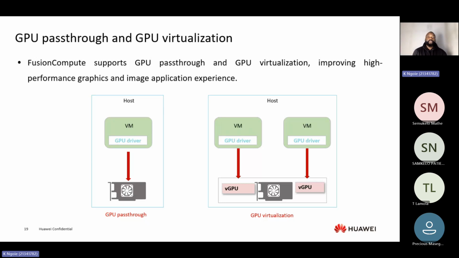GPU pass-through allows the physical GPU on the host to be directly assigned to a specific virtual machine when those operations are happening, right? This provides GPU performance for the virtual machine, so it can have high performance graphics, video processing, or certain computation and AI workloads. All right, that's very important to note.